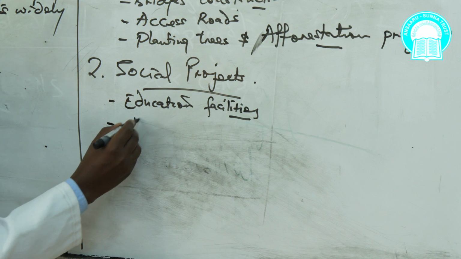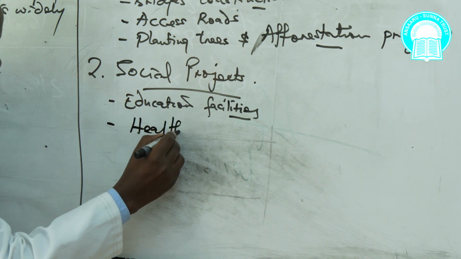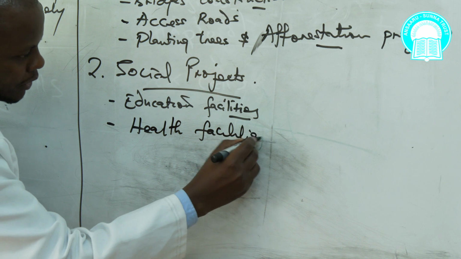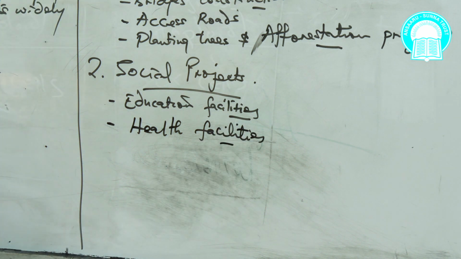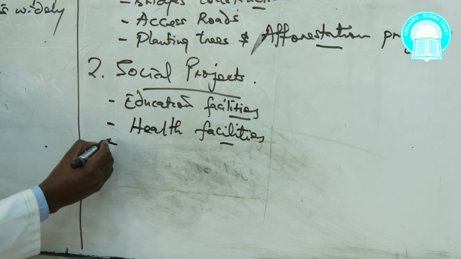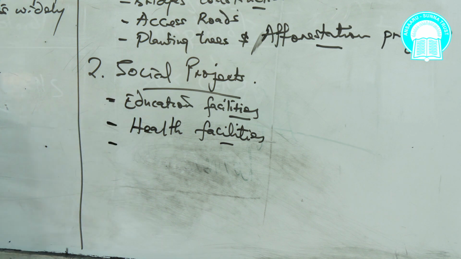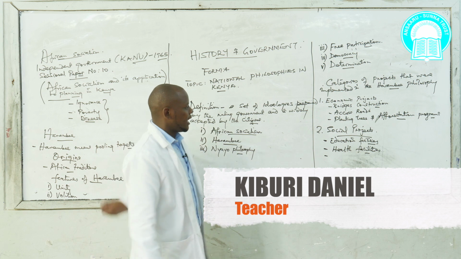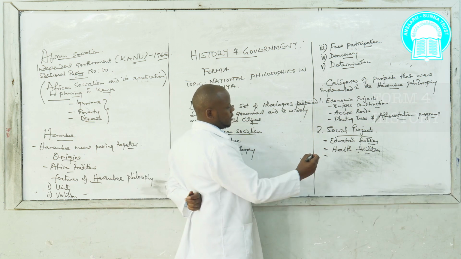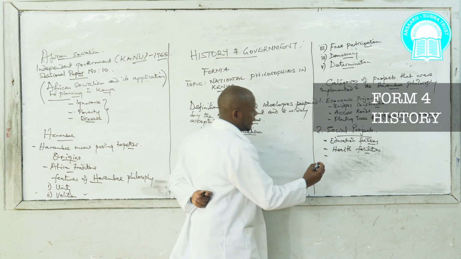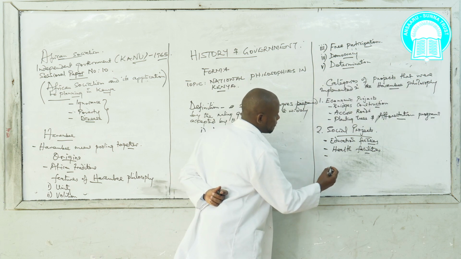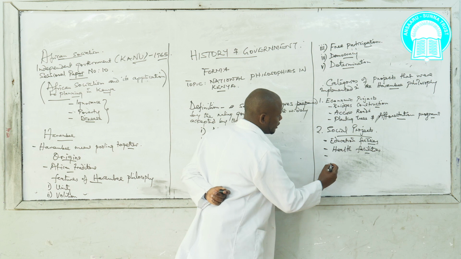Another one, health facilities: hospitals, health centers, dispensaries, and labs were constructed and equipped from the resources that were acquired from the fundraising projects that Kenyans contributed for the implementation of such projects. Another social project that was undertaken was the provision of what? Provision.